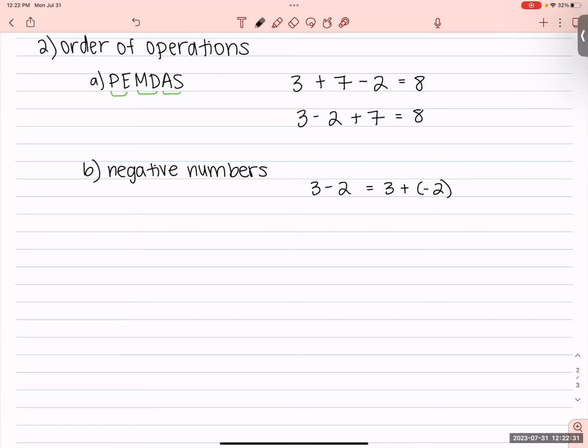And you can think about it on a number line. I don't actually want to put brackets on it. You think about it as a number line.